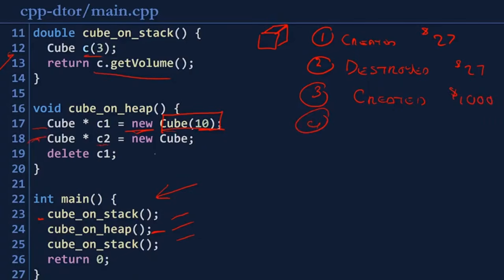The fourth thing that we're going to have printed out is going to be line 18. Cube C2 creates a new cube. We see there's no arguments here, so it's going to create a default cube. So it's going to create "$1 default."